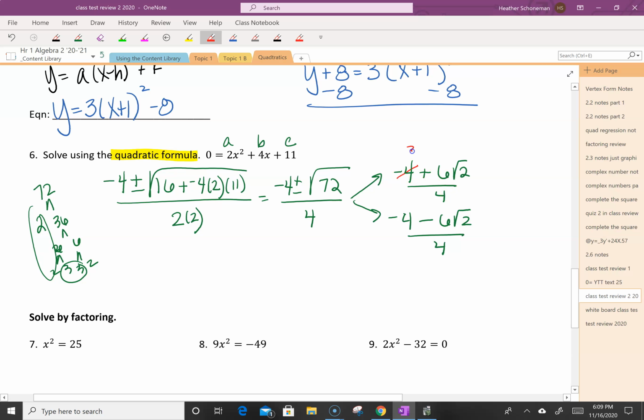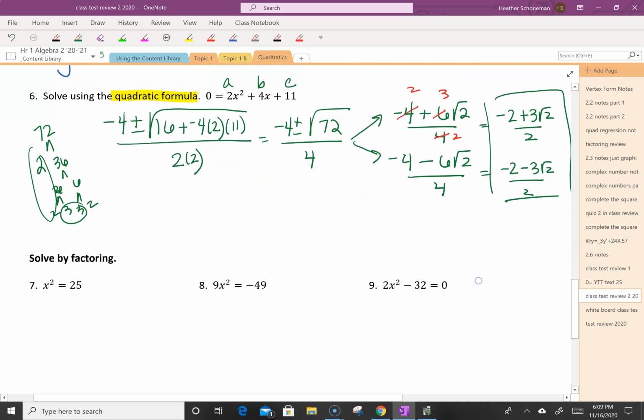Is there a number I can go into, both of them? Are all three of them? Yes. And so my final answer is going to be negative 2 plus 3 square root 2 over 2 and negative 2 minus 3 square root 2 over 2. And that is my final answer.